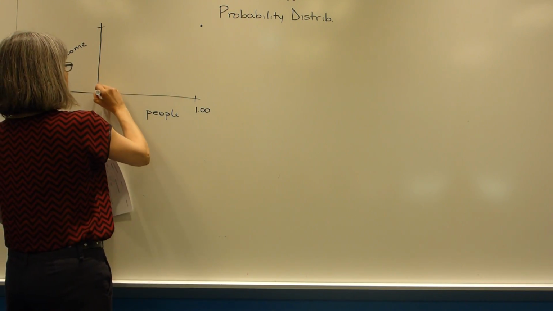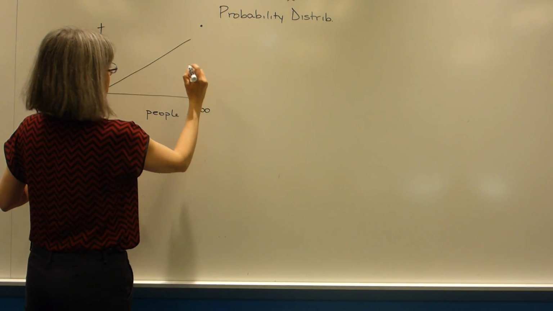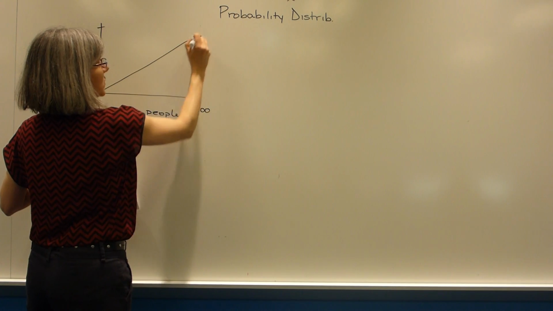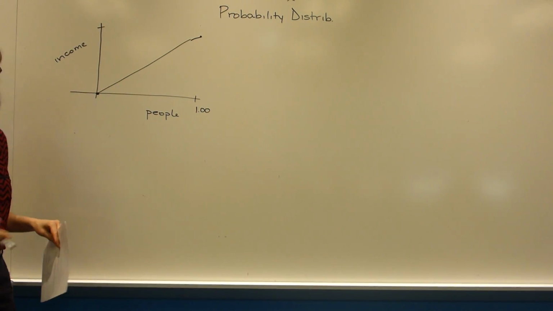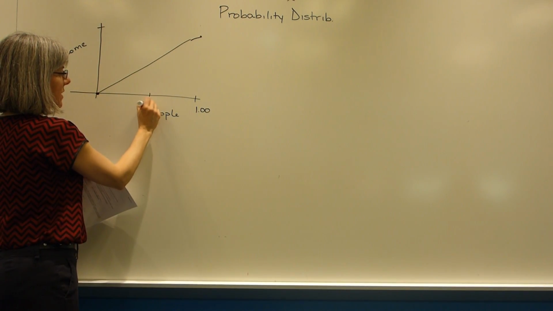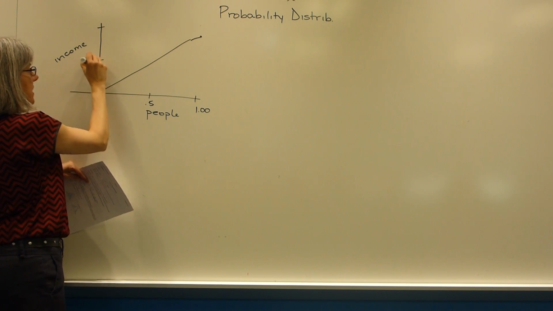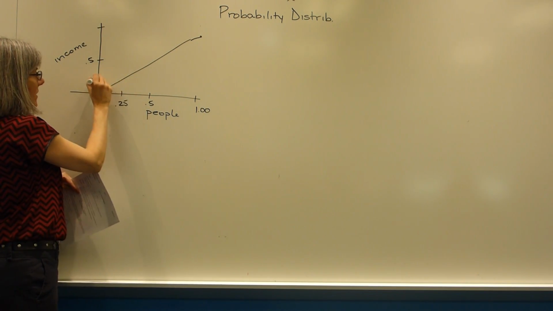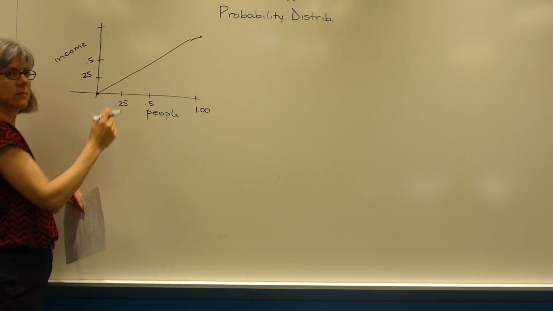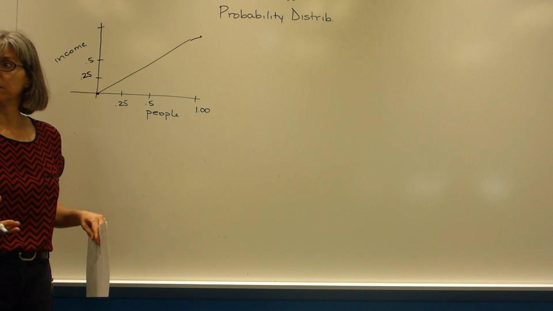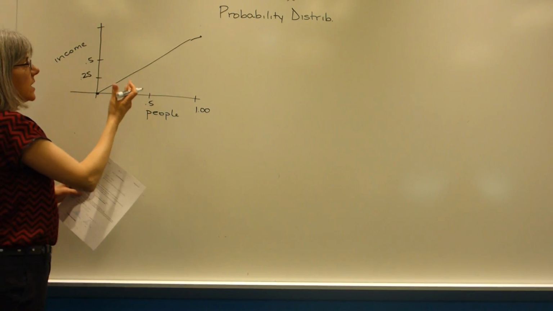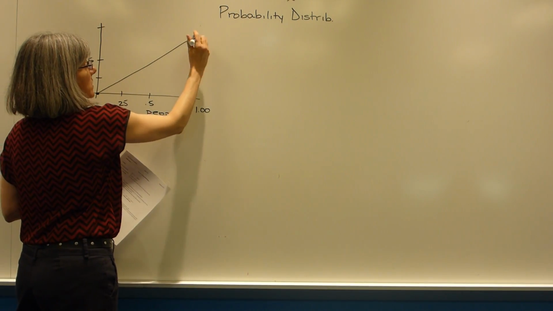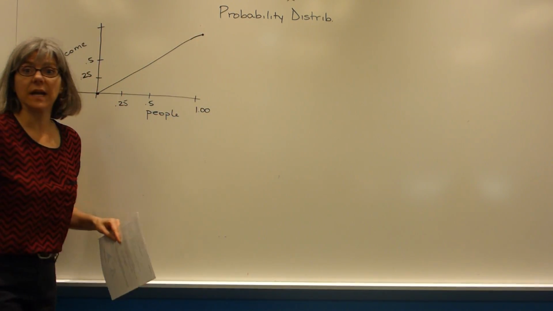So ideally, if this is uniformly distributed, right, then 50% of the people will have 50% of the income. The bottom 25% of the people will have the bottom 25% of the income. And so that would be ideal. Well, some people would say ideal. So then the question becomes, what does our society really look like?